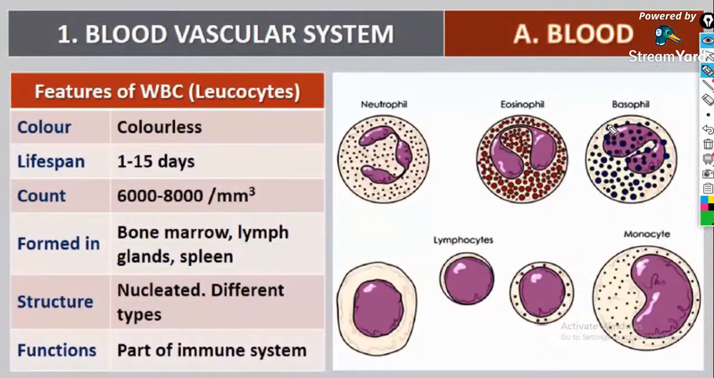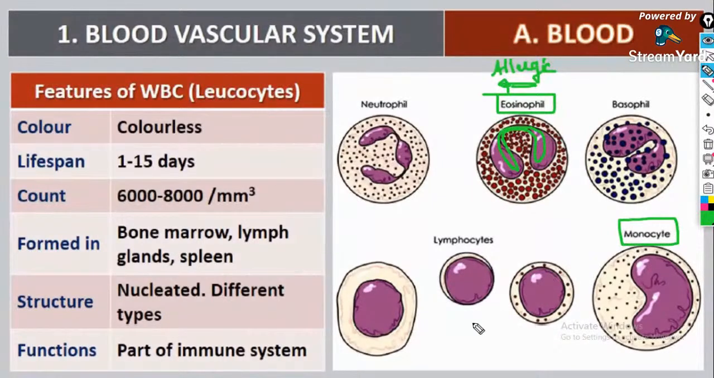They will be asking you a question. Name the type of WBC having a horseshoe shaped nucleus. A horseshoe shaped nucleus is for the eosinophils. Eosinophils are related with allergic disorders, allergic reactions. The largest among the whole WBC types is the monocyte.